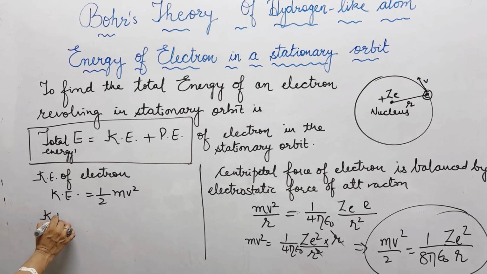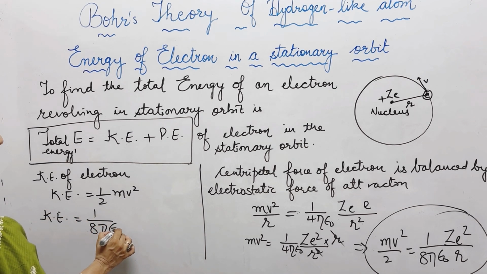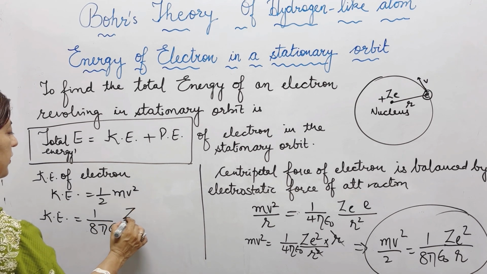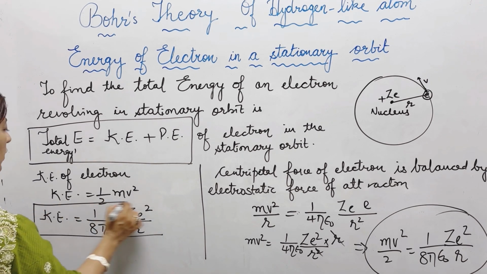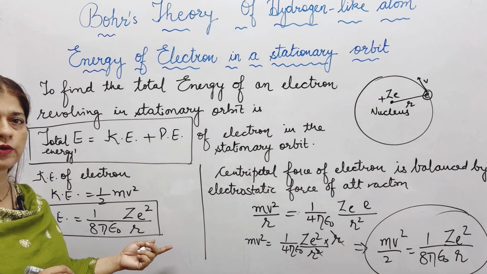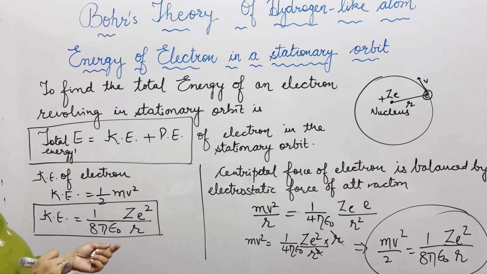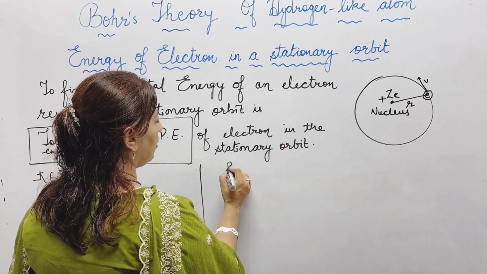So kinetic energy is equal to 1 upon 8 pi epsilon naught Ze square by r. So this is the amount of kinetic energy that electron is possessing while revolving around the stationary orbit. Now we can put the value of r. This is the radius that we have already found out in our previous article. The link is shared below. So I'm directly putting the value of r over here to find out the kinetic energy. Now after finding the kinetic energy, we'll proceed to find out the potential energy.